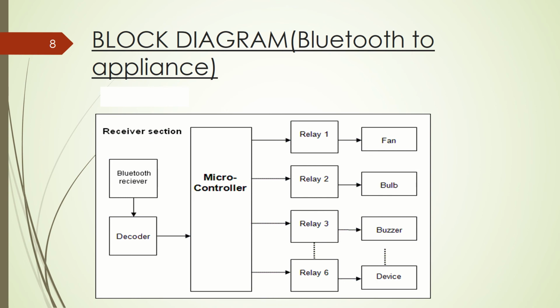Now if we talk about the Wi-Fi part, simply replace the Bluetooth receiver with the Wi-Fi module. The decoder is always there, and it's all the same way as this receiver section. All we have to do is replace the Bluetooth receiver with the Wi-Fi module, and the entire process and overall workflow is the same.